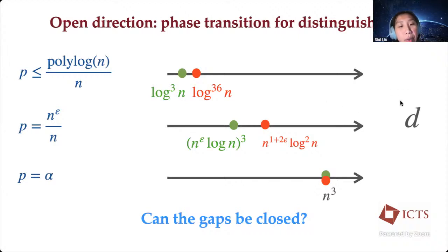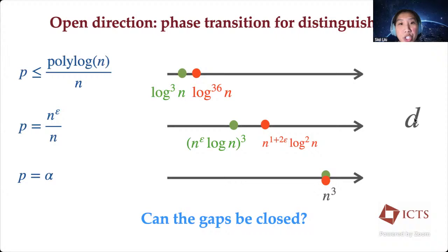Yeah, these are the open questions, and I think new ideas would be needed to close things in these cases, especially in the relatively dense regime, in which we know there's a polynomial gap between the two. So that'll be something to explore further. So that's the first open question.